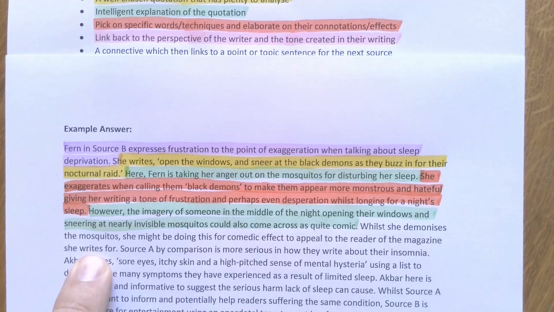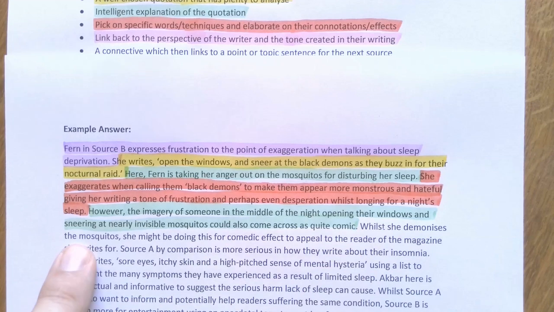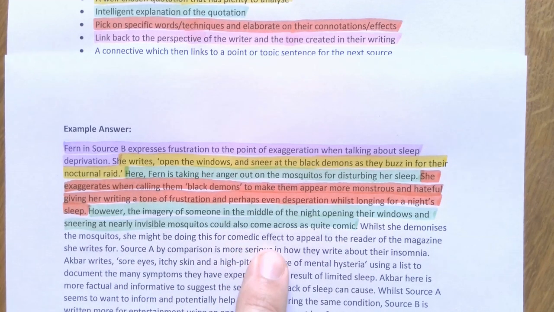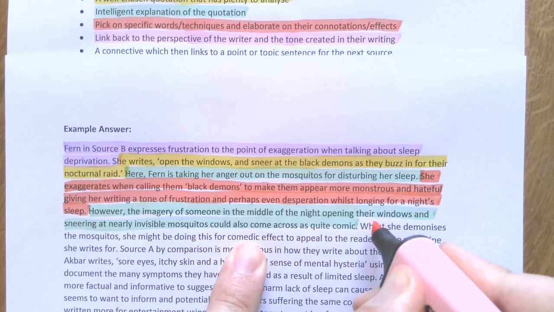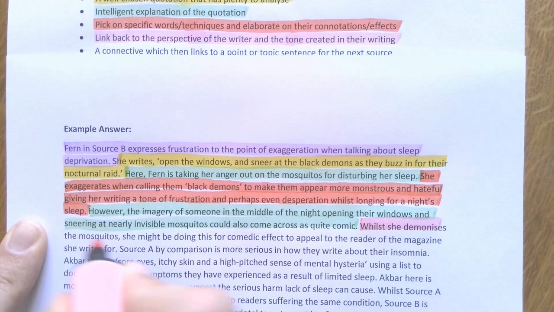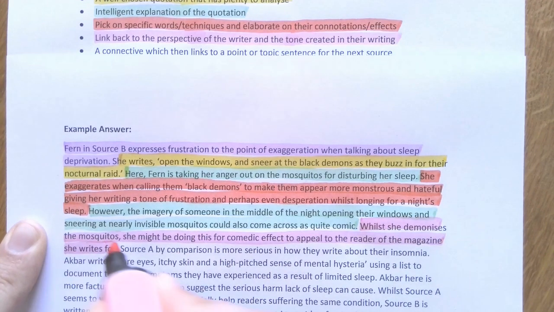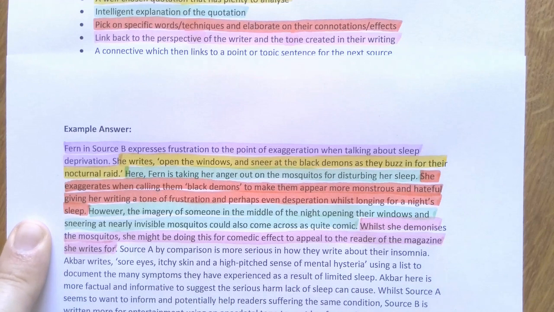So I would suggest then this one is this pink target up here, link back to the perspective, demonises the mosquitoes, but she might be doing it for comic effect. That's her tone, that's her perspective as well. So she hates them, she hates the mosquitoes disturbing her sleep, but she's also looking back at it as something that's quite humorous that she can write about for whatever magazine that she's writing for. So linking back to the question, really quite nice.